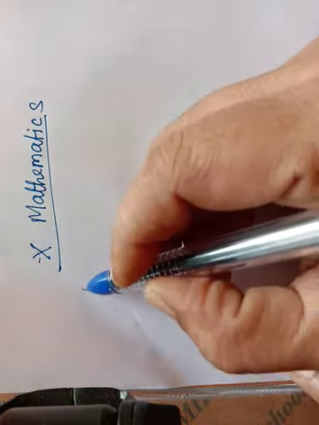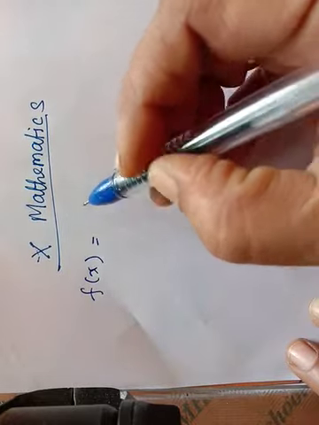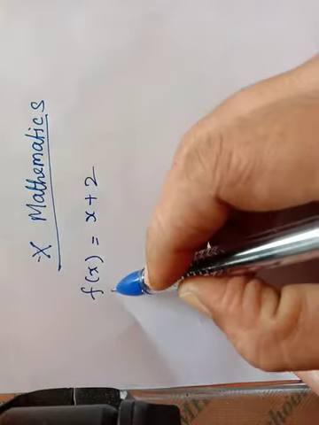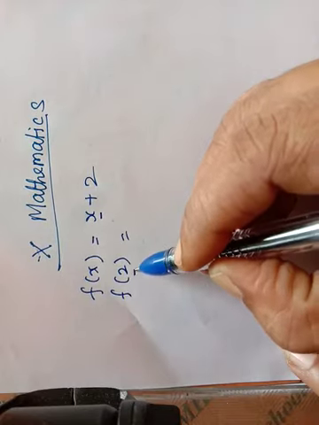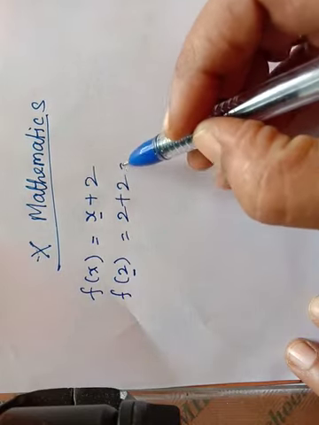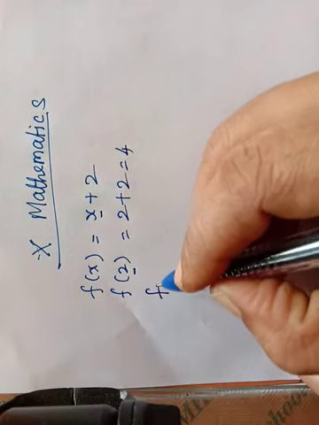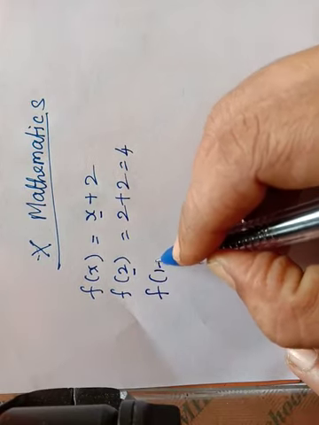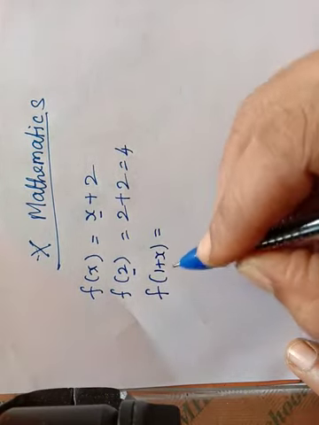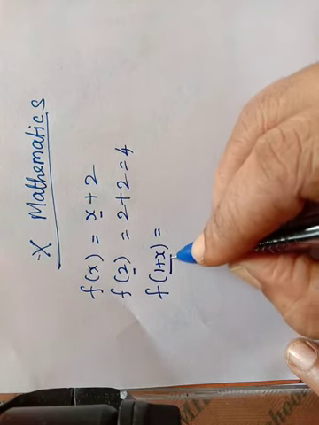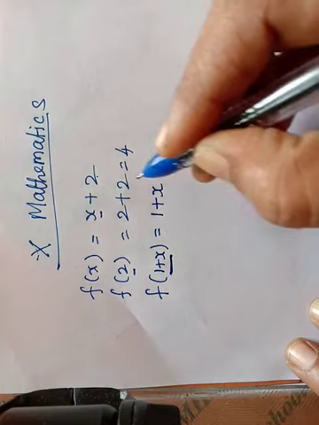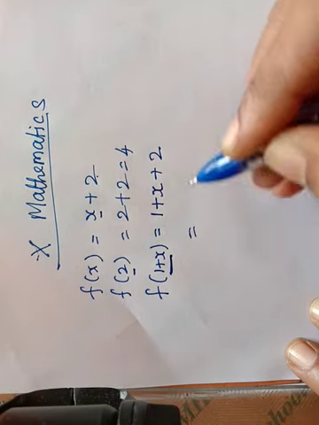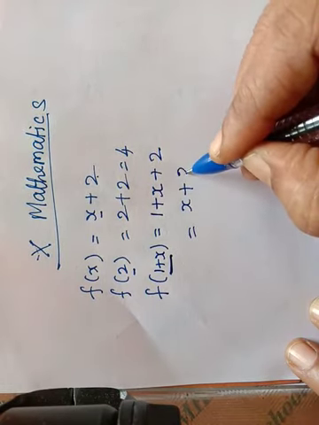In this exercise I am going to explain the composition of functions. Here you already know f of x equal to, suppose, x plus 2. If I ask f of 2, it means instead of the x you want to substitute this 2. So 2 plus 2 is equal to 4, you know it. For example, if I am asking f of 1 plus x, you want to substitute this instead of the x. So 1 plus x plus 2, that also you want to write. That is equal to x plus 3.